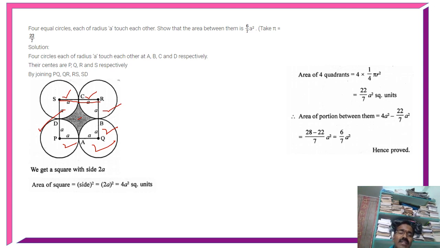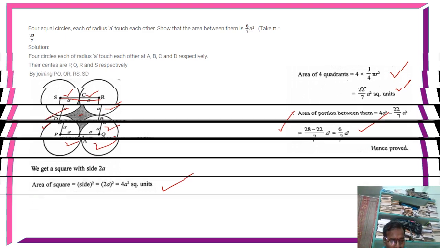Four quadrants is nothing but 4 into 1 by 4 pi r square, which is 22 by 7 a square, and the area of the square is 4a square. So 4a square minus 22 by 7 a square. Take the LCM: 28 minus 22 by 7 a square, which is 6 by 7 a square. Hence it is proved. Simple way, students: the area of the shaded region is equal to the area of the square minus 4 into the area of a quadrant, that is, the area of a circle. Let us go with the next slide.